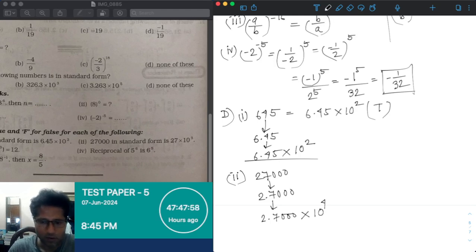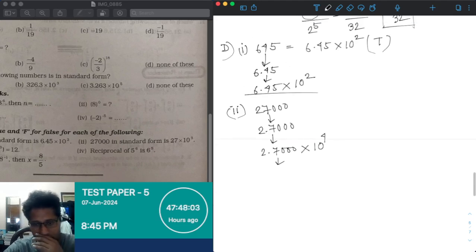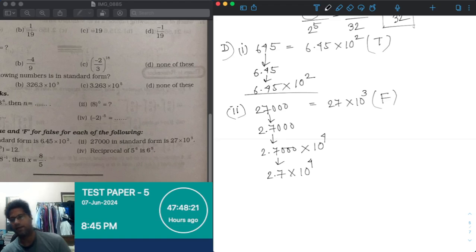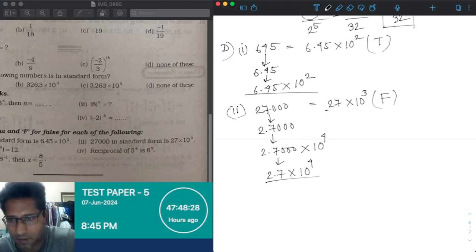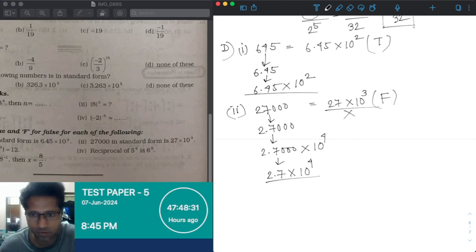10 to the power 4. So now we can ignore the rightmost zeros in the decimal part. This becomes 2.7 multiplied by 10 to the power 4, but it is given that the standard form is 27 multiplied by 10 cube. This is false, because in standard form we know that k is less than 10 and greater than or equal to 1. So this is the correct form in standard form, but this is given. This is wrong. So this statement is false.